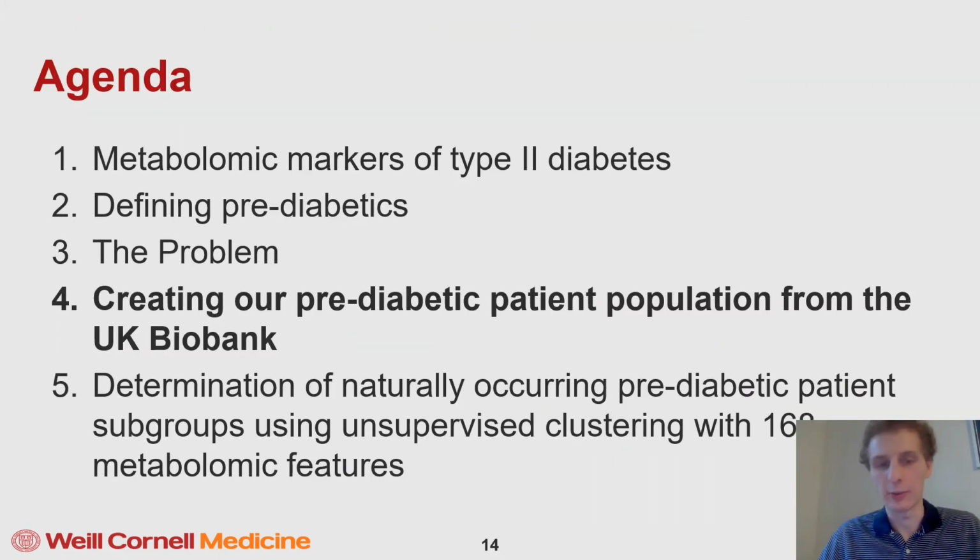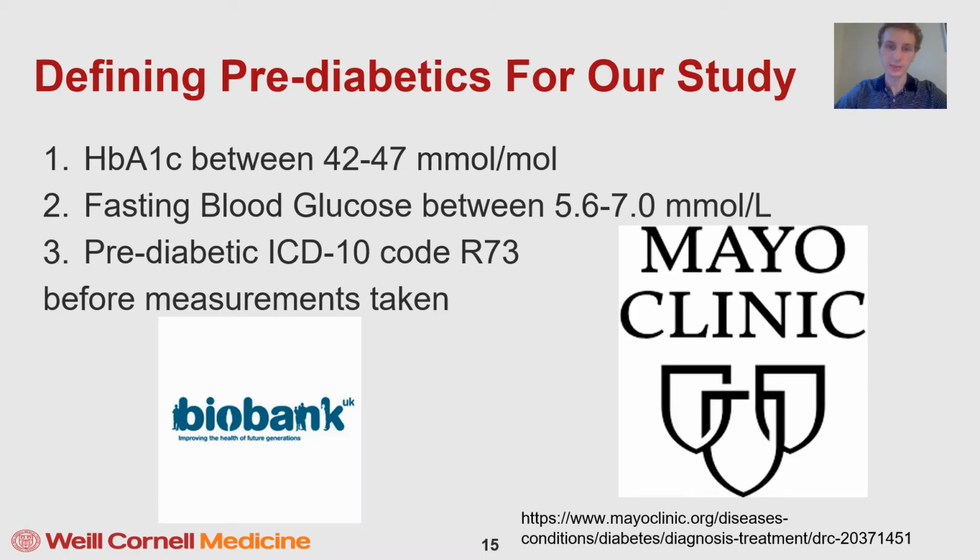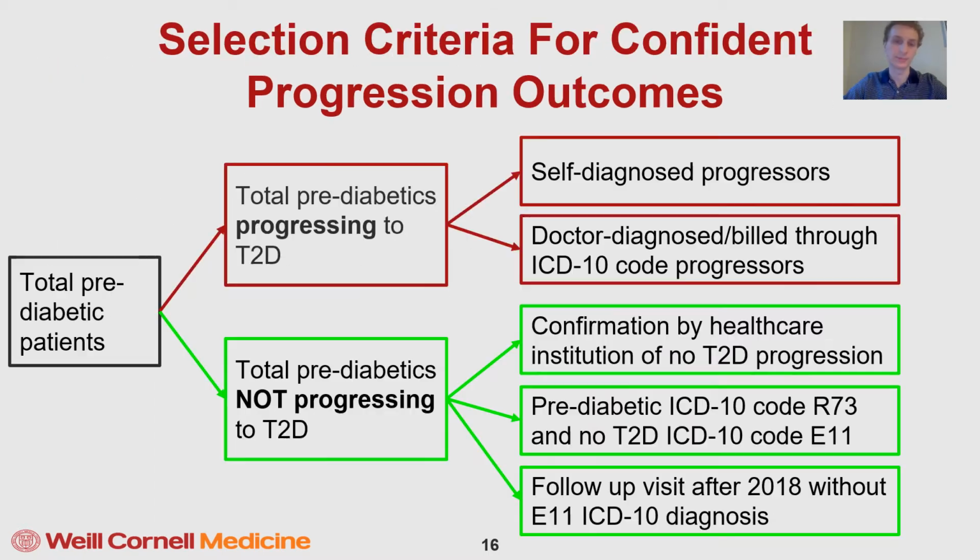Next, we talk about how we created our pre-diabetic population from the UK Biobank. And we use the Mayo Clinic's recommended ranges for pre-diabetics of an HbA1c between 42 to 47 millimole per mole, of fasting blood glucose between 5.6 to 7 millimole per liter, and we also incorporated patients who had a pre-diabetic ICD-10 code R73 before their measurements were taken, which necessarily means that they were pre-diabetic at measurement time.